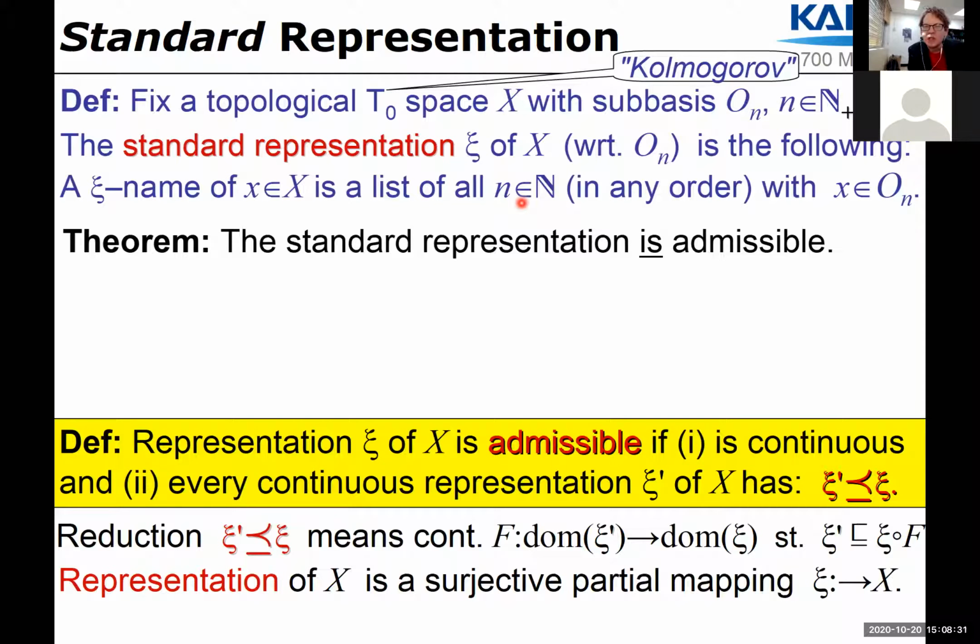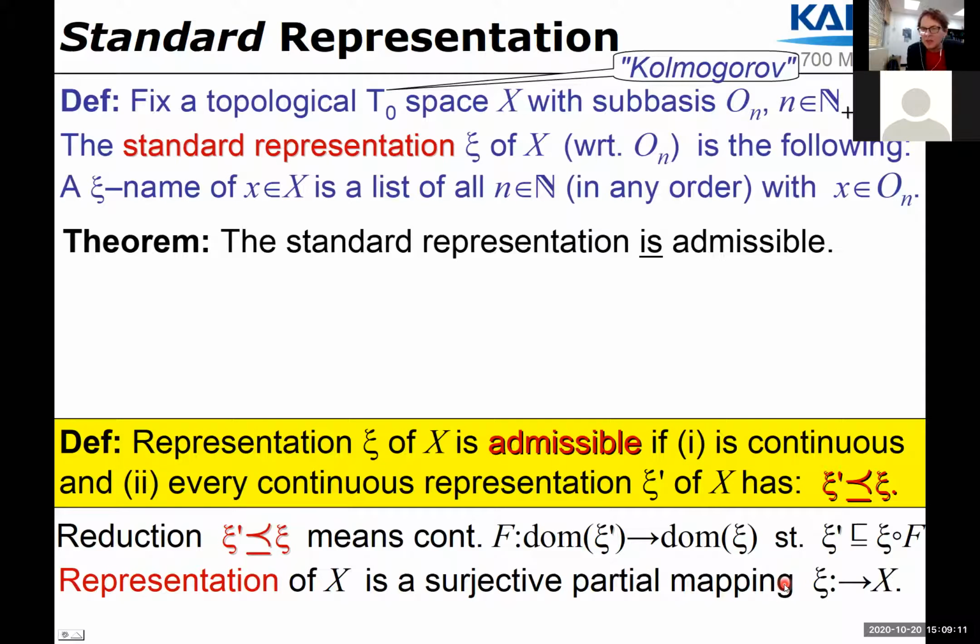So why is it a representation? Well, because the important question is, if we have a Xi name of X and a Xi name of a different element X prime, does it follow that X is equal to X prime? This is necessary for a representation, right? Because remember, a representation is a surjective partial mapping. In particular, it must be a function. We cannot have here, at least in this lecture, a multi-valued representation.